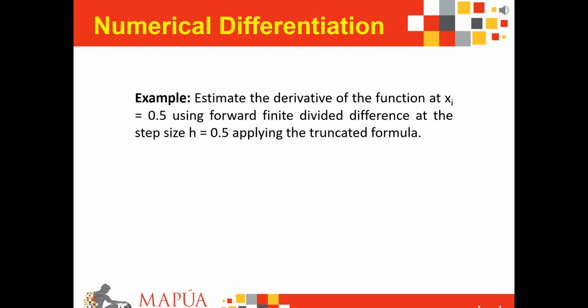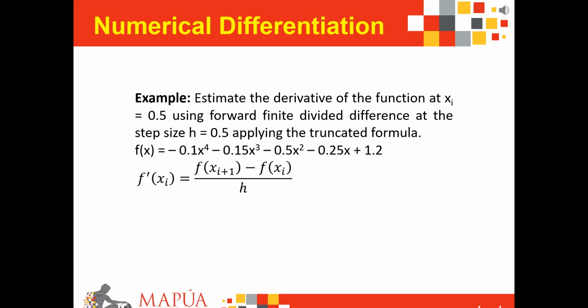Let's try to apply that onto a given function. Let's say we want to evaluate the derivative of this given function at an xi value of 0.5 using a step size of 0.5. Applying the truncated first derivative formula would end up like this. Thus, we require xi, which happens to be given in the problem to be 0.5, and xi plus 1, which literally means xi plus one step size, therefore giving us a value of xi plus 1 equal to 1.